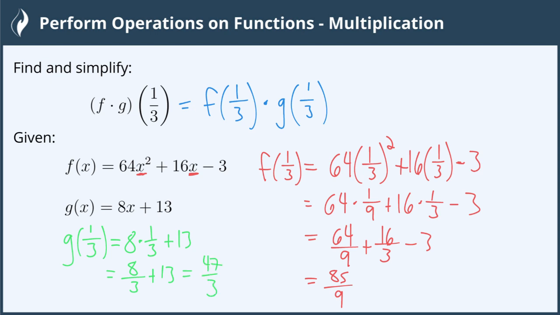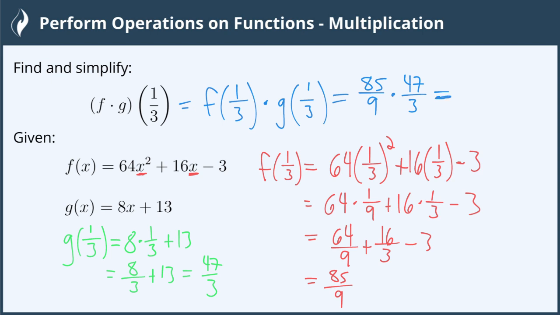So now that we have our g of 1/3 and our f of 1/3, we can come back up to the top here and multiply them together. F of 1/3 was 85 over 9. G of 1/3 was 47 over 3. And now we'll multiply them together and simplify our answer.